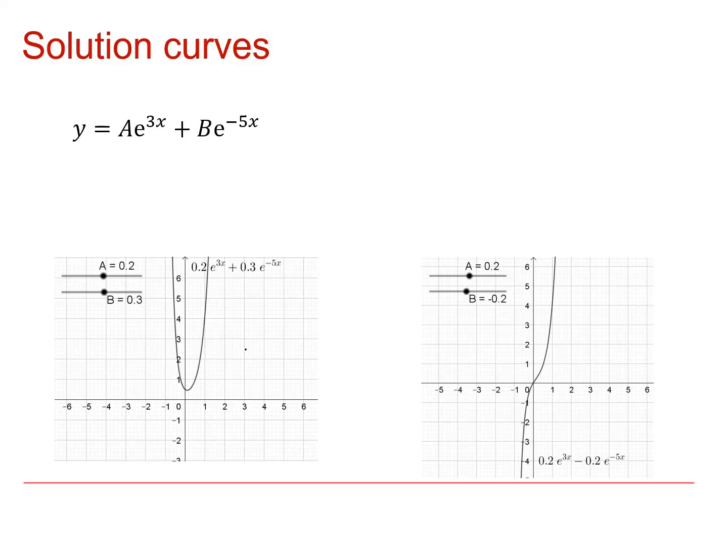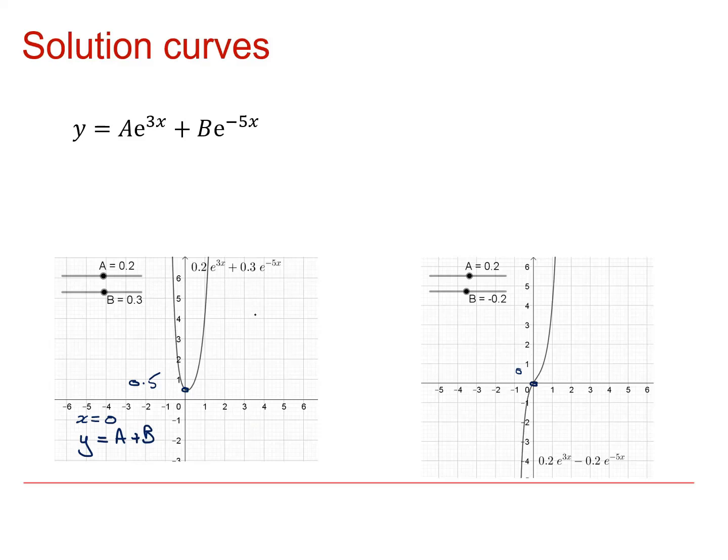However, there are some things in common. Notice that the intercept on the y-axis here and on here, well, here it's equal to 0.5, and here it's equal to 0. And in fact, when x equals 0, my intercept value will be a plus b.